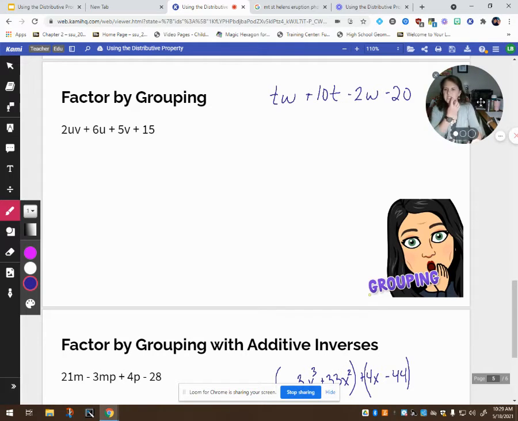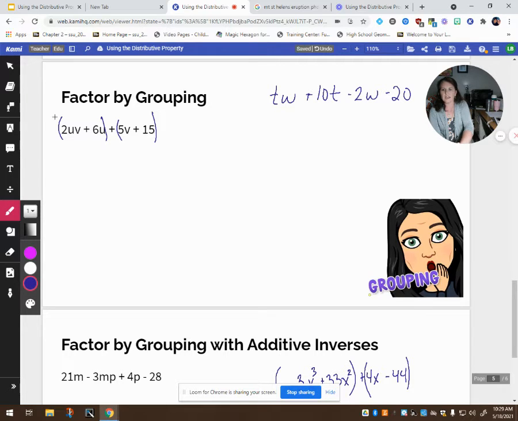Right, so this next part says to factor by grouping. We're still continuing with using the distributive property, but we're going to look at grouping them together. And when I'm looking at this, the first thing that I'm thinking of is, okay, there's nothing that all of these have in common. But if I look at these two terms, I can see they're both divisible by 2 and they're both divisible by u. And I can see that both of these are divisible by 5.